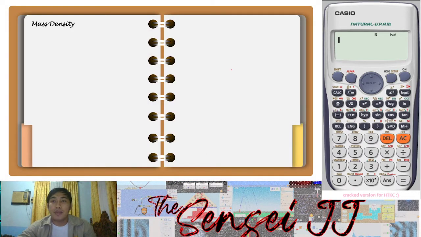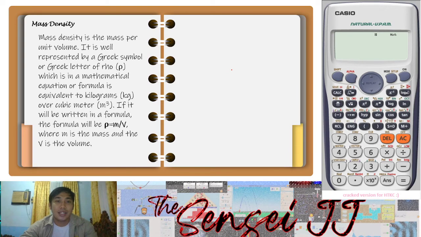So let's start with the first one, which is the mass density. When we talk about mass density, yes, it is the mass, and the additional term here is the density. When we say mass density, it is how much mass is within a volume of our fluid. Mass density is the mass per unit volume.